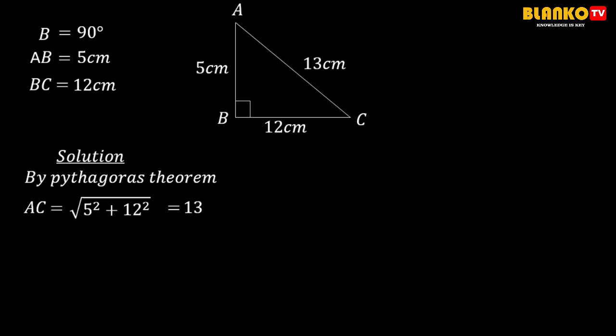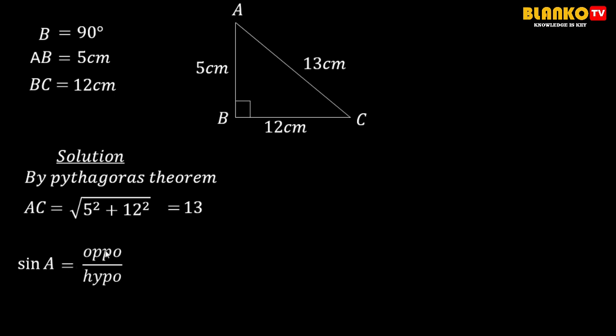Alright, so let's now evaluate sine A, cos C, and then tan A. Sine A is equal to the opposite over hypotenuse. So for sine A, the angle will be at point A. If the angle is at point A, BC is the opposite and AC is the hypotenuse.